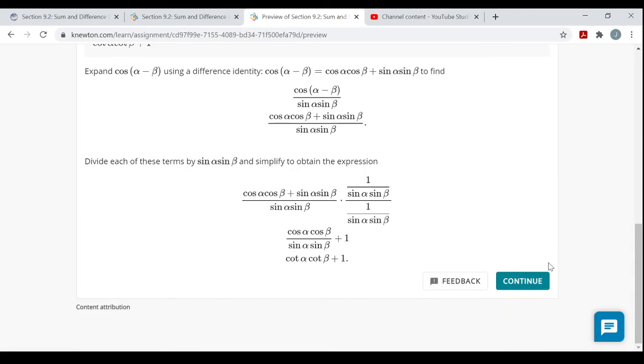So again, depending on what shows up, is it the cosine of a sum, the cosine of a difference, the sine of a sum, the sine of a difference, or the tangent of a sum, the tangent of a difference, depending on which one of those shows up, you're going to be using different formulas. So hopefully you know all your sum and difference formulas for sine, cosine, and tangent to be able to simplify a trigonometric expression like this.